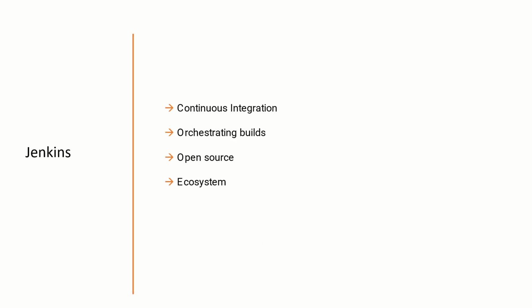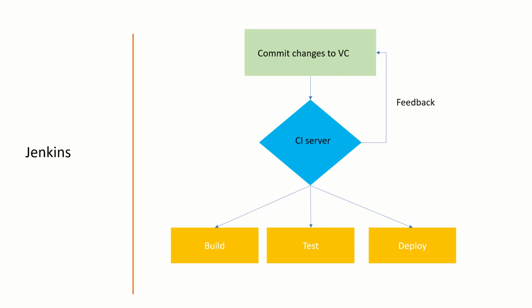So Jenkins is a continuous integration orchestration build, open source and ecosystem. While we created Jenkins, which is used for CI/CD, continuous integration, continuous deployment. Suppose you are doing any commit changes to the VC, then the CI server will be there. That CI server will take care of these commit changes. According to that, they will send feedback if anything is there, so that the VC will know.